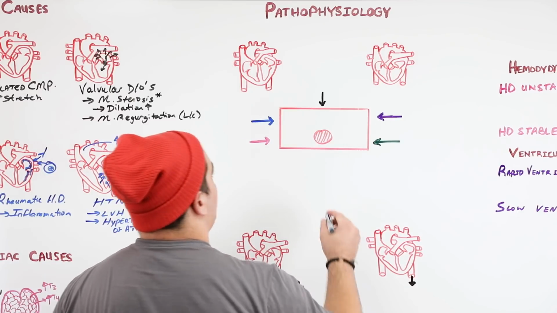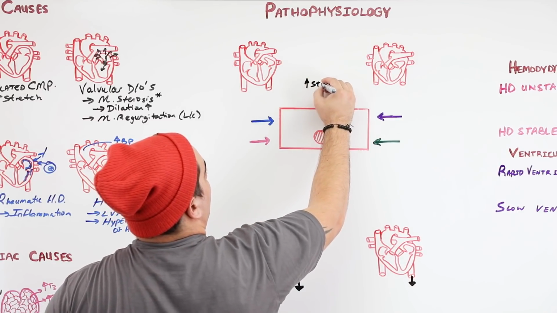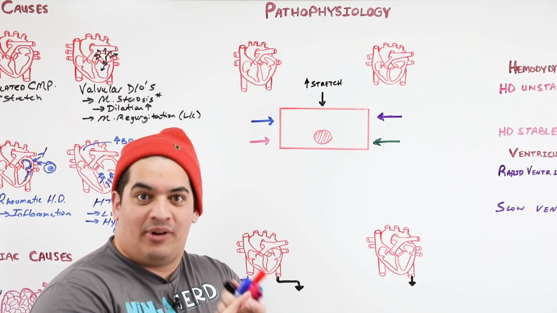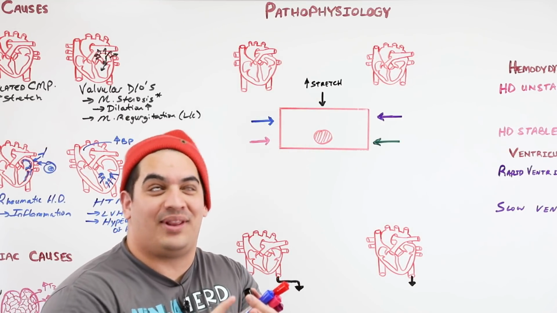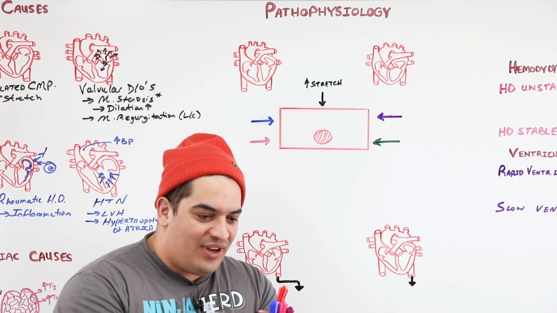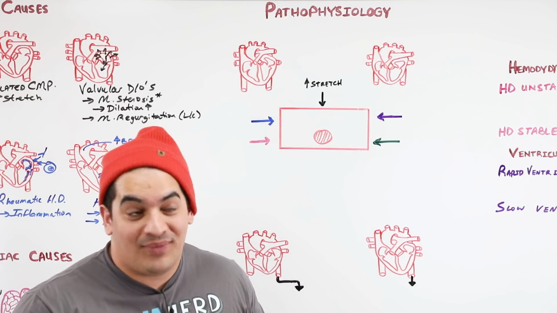The first one that I wanted you guys to remember is if there was some kind of increased stretch on the heart. Increased stretch on the heart could have been from CHF, could have been from dilated cardiomyopathy, could have been from mitral stenosis, causing that valvular narrowing and leading to the ballooning and dilation of the atria. Could have been things like that.